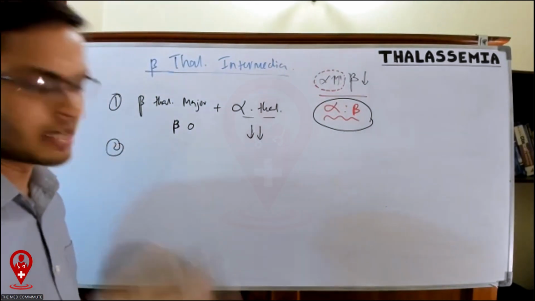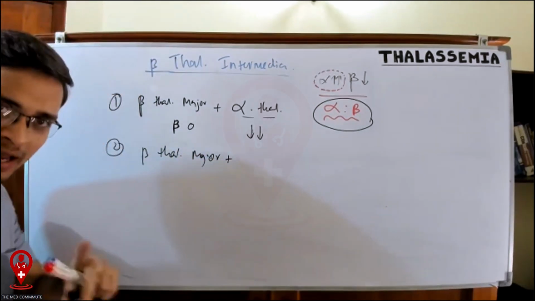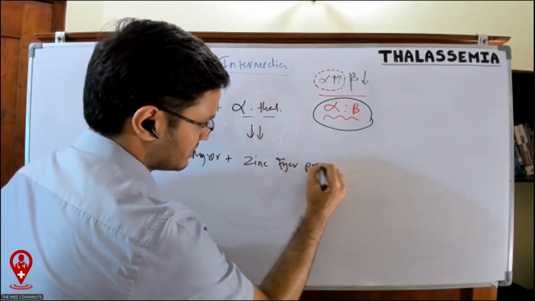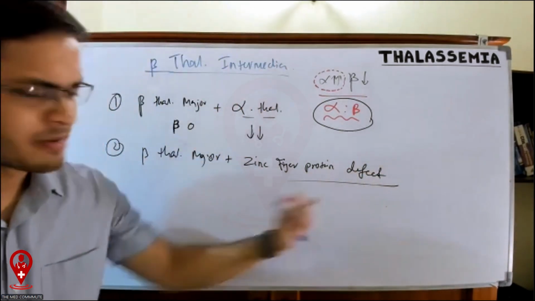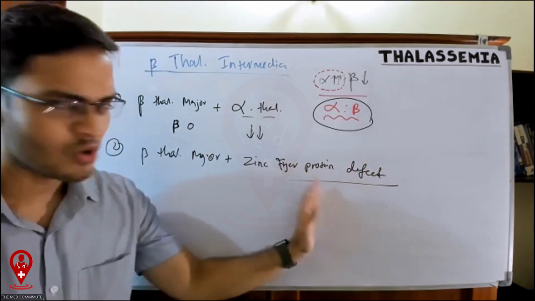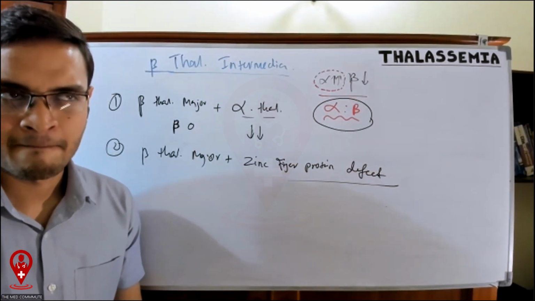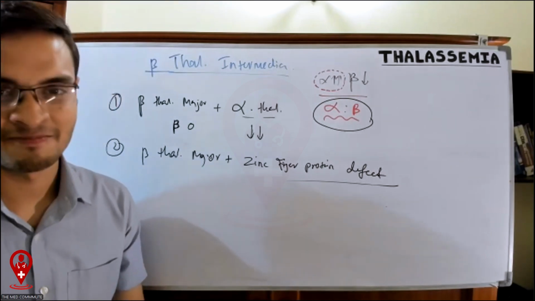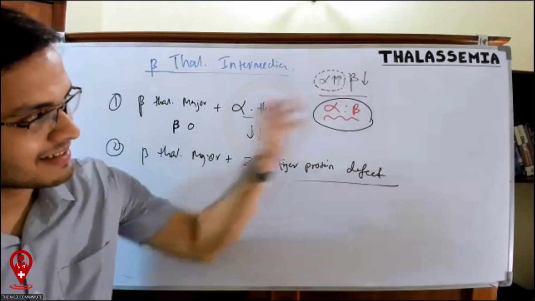Let's say we have, again, a beta thalassemia major patient. Now you all will tell me. Plus, listen carefully. Zinc finger protein defect. Now tell me what is going on here. Come on. We talked about zinc finger proteins at the start of the class, right? What is happening? A lot of gamma chains will be there, so alpha will combine with the gamma, and the alpha will go down, so the ratio will be right.